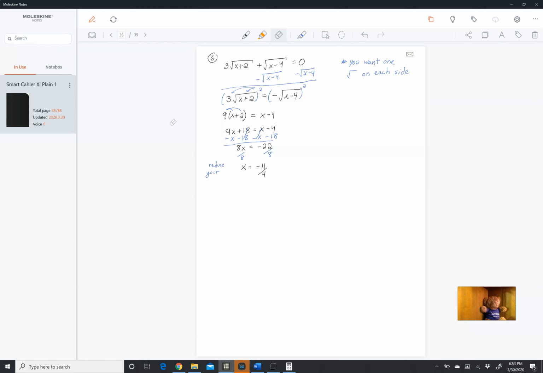That's how we got negative 11 over 4 instead of negative 22 over 8. We just reduced. Okay. And we still need to check to make sure it's not extraneous. Now, if you had to guess, I want you to think about whether or not you think it would be extraneous. So take a second, just think about it.